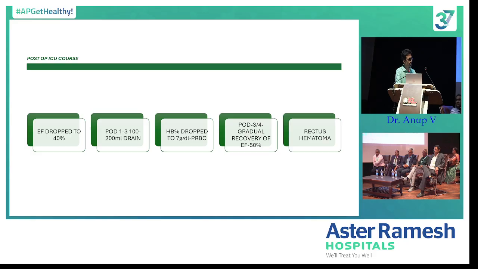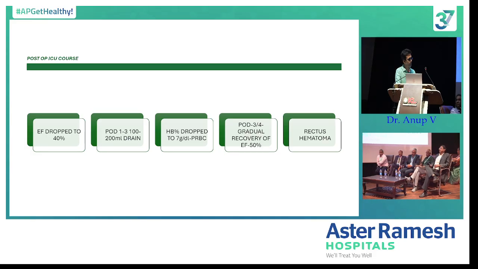So in the post-op first 2 to 3 days, the EF dropped to 40% in the LAD territory. And in the initial 2 to 3 days, we had a drain output of 200 to 300 ml. So HB also dropped. We transfused with PRBCs. And then slowly the patient recovered. The EF improved to 50%, and there was a small rectal hematoma which was squeezed out.